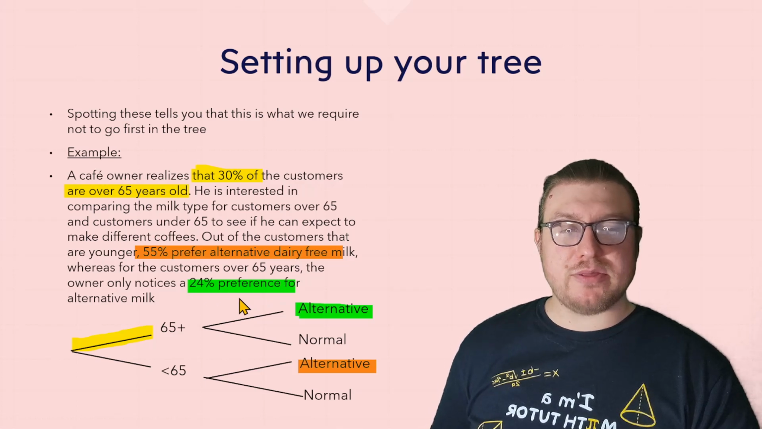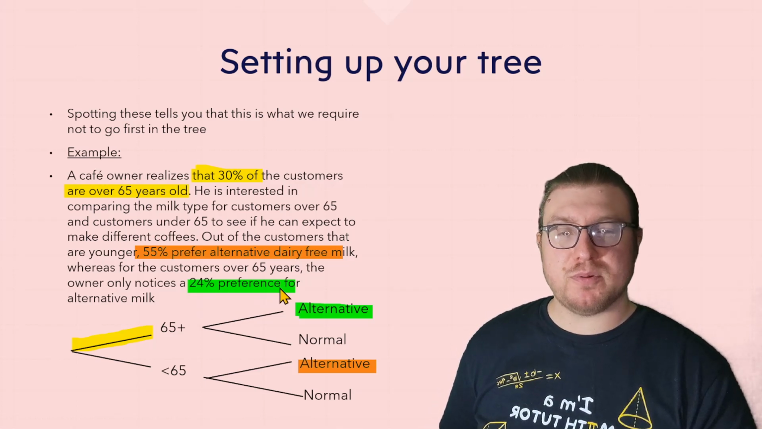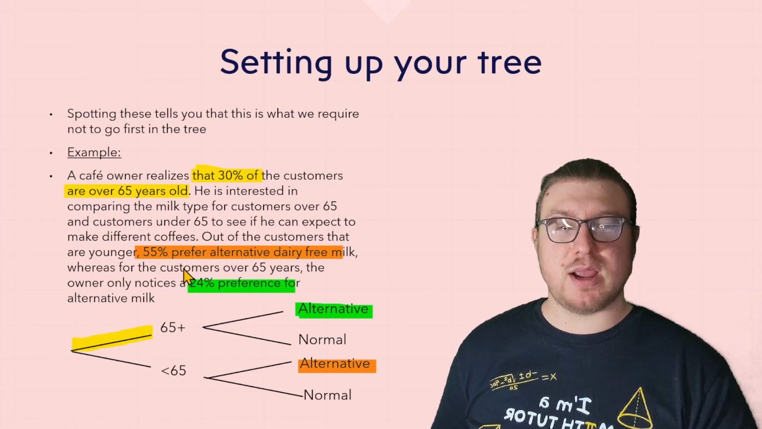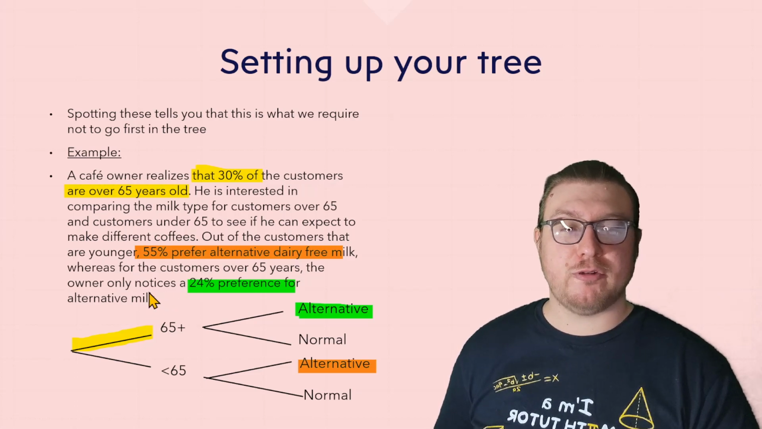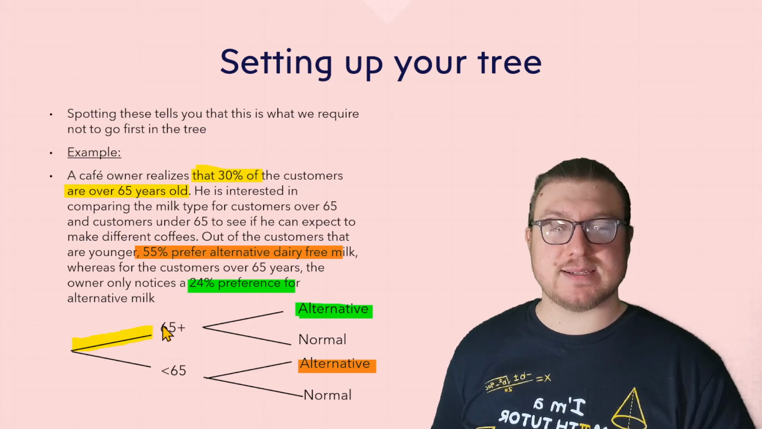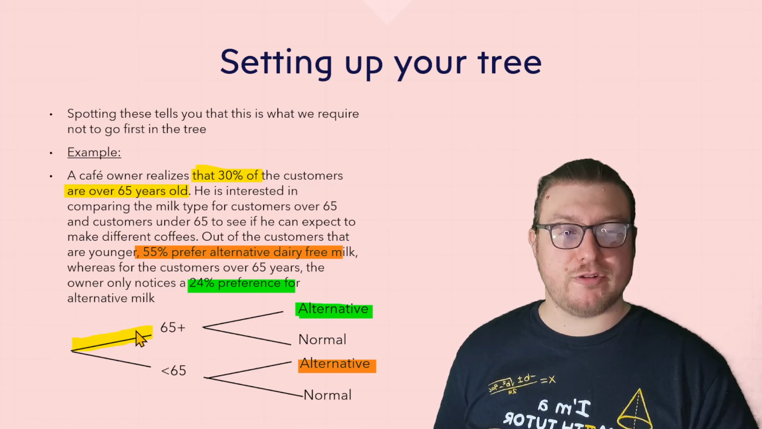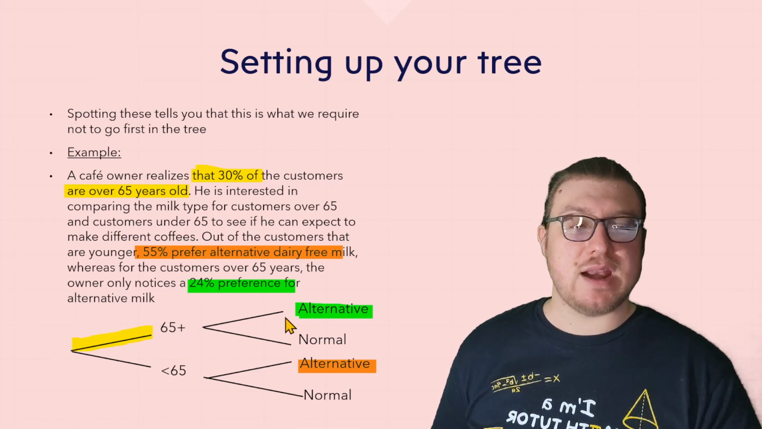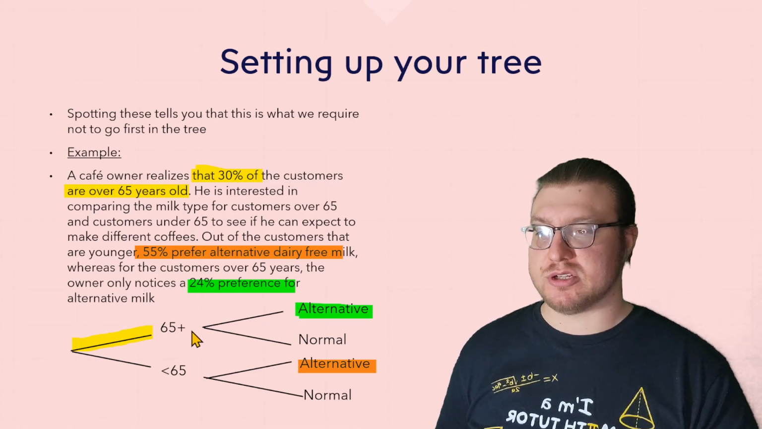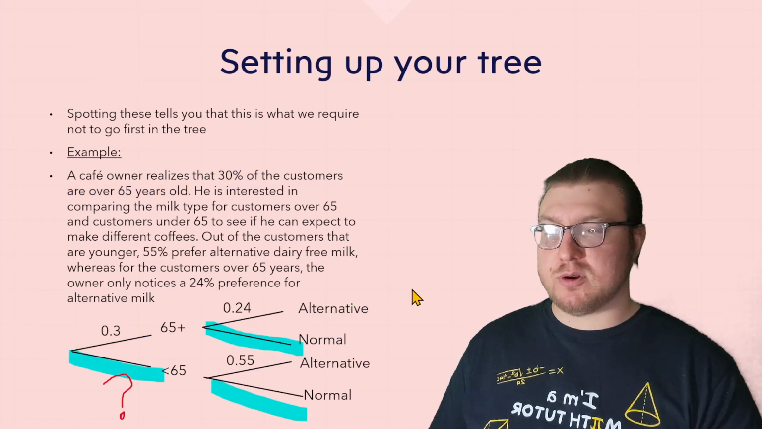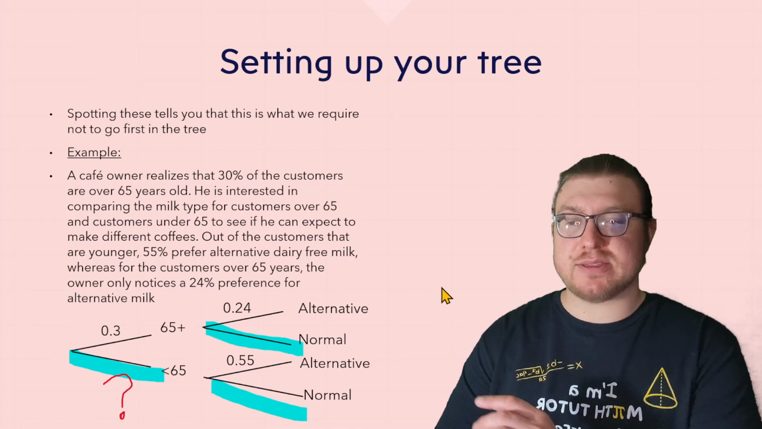Lastly, we're going to look at the green part, 24% preference for alternative milk. And that was again for the people that are 65 years and older. So we first walk to 65 and then we check where we have alternative. Right, let's put all those numbers on there and let's check the rest.